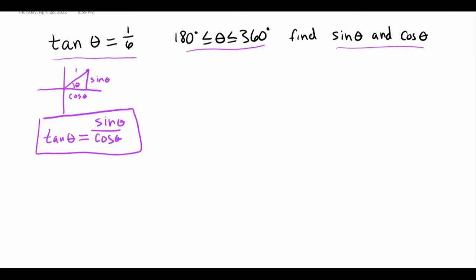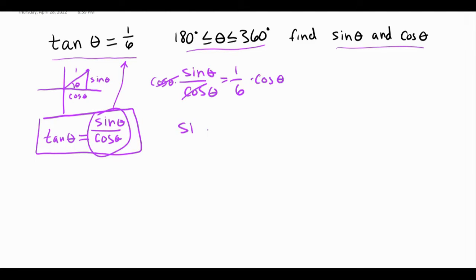So first thing that I need to know is that I'm basically just going to take sine and cosine and I'm going to set it equal to this 1/6 here. So sine of an angle over cosine of the angle equals 1/6. Next, I'm going to solve for sine. So I'm going to multiply both sides by cosine of the angle because I want sine by itself. So now I know sine of theta is equal to 1/6 times cosine of theta. So far, nothing too crazy.